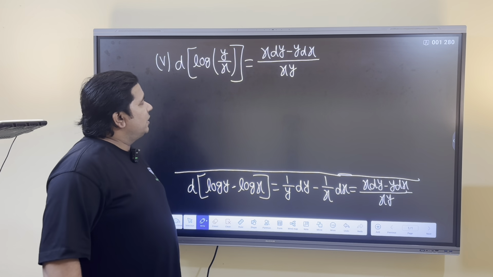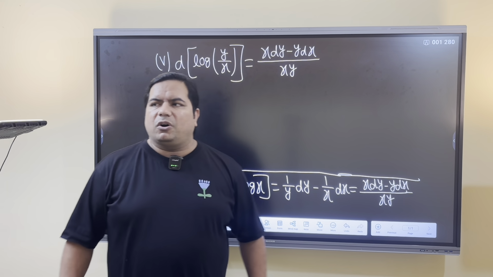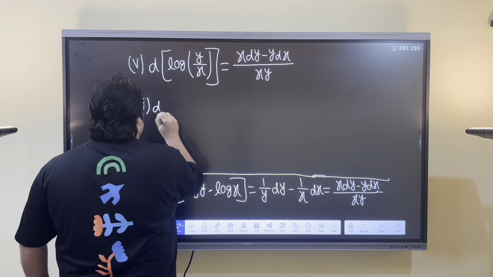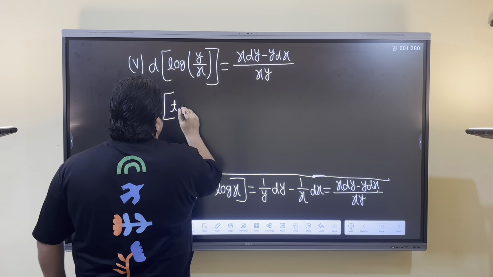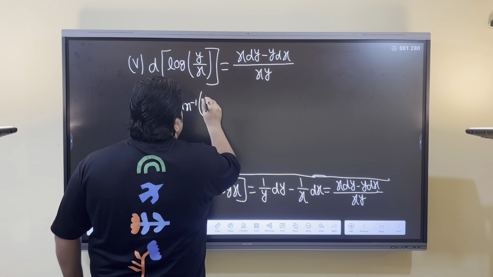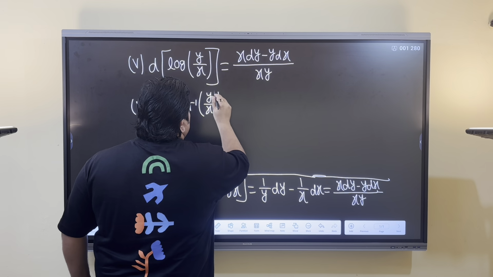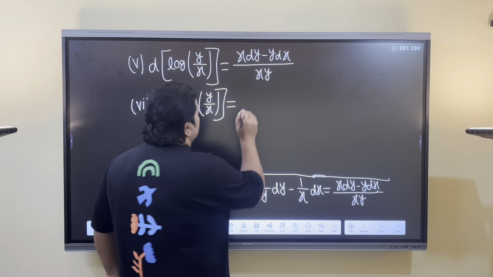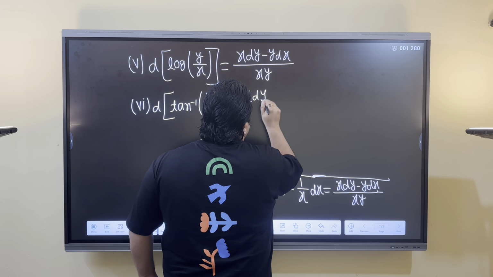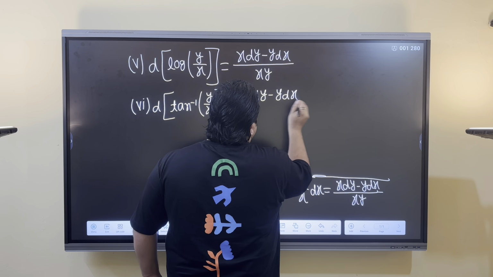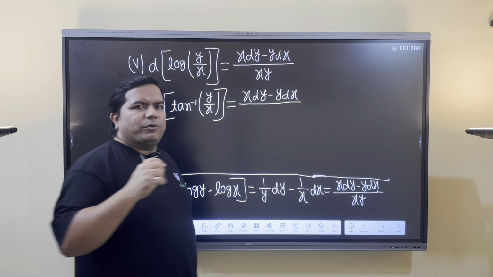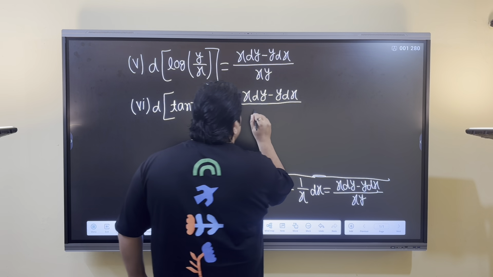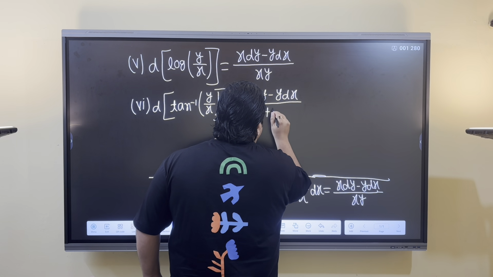Similarly, we can write the differential of tan inverse of y by x. How can we remember it? You remember the differential of y by x: the numerator will be the same, x dy minus y dx, divided by, now, for tan inverse, whether you have y by x or x by y, the denominator for both will be x square plus y square.